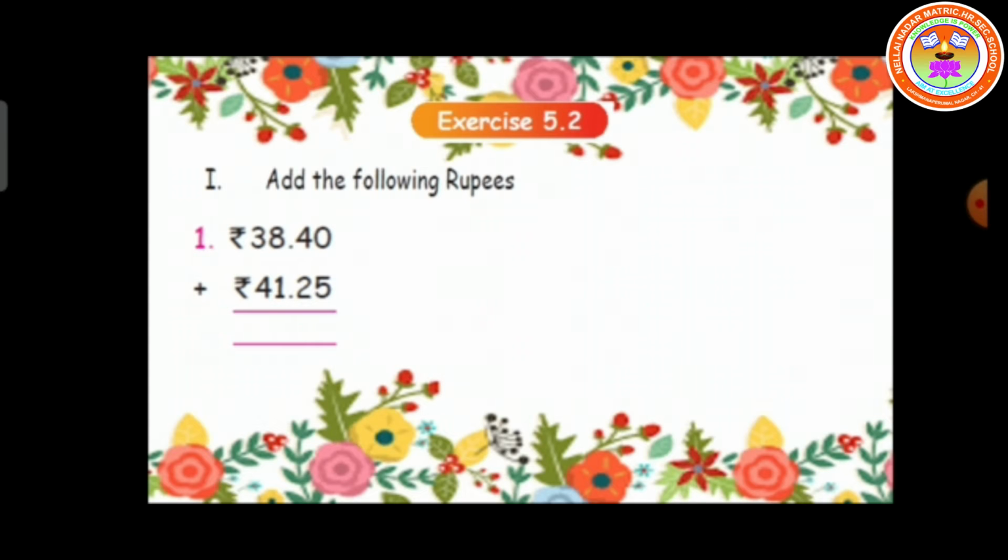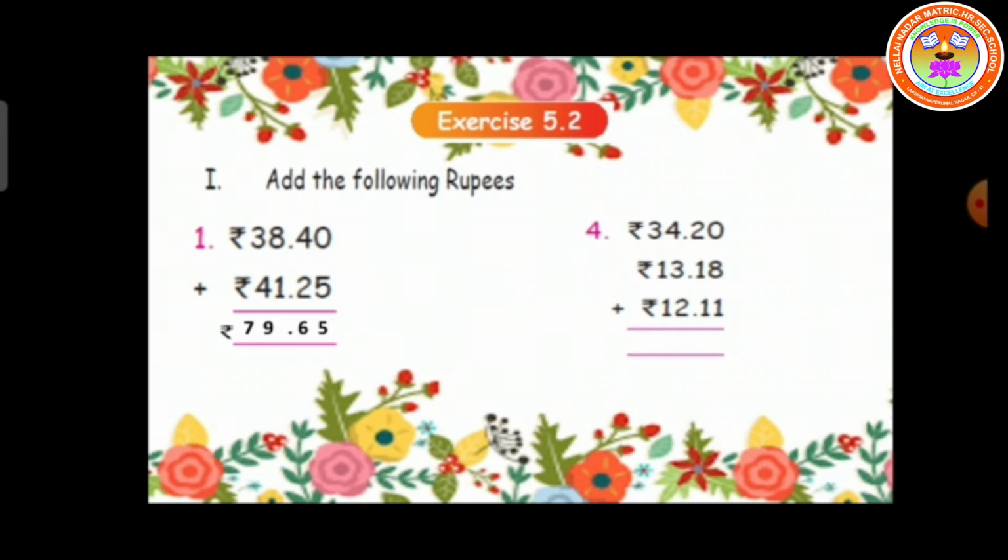38 rupees 40 paise, 41 rupees 25 paise. Now we are going to add these two values. So 0 plus 5, 5, 4 plus 2, 6. See that paise it's over. Then rupees, 8 plus 1, 9, 3 plus 4, 7. So what is the total value? 79 rupees 65 paise. Is it clear, students?